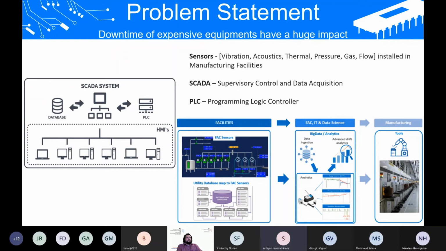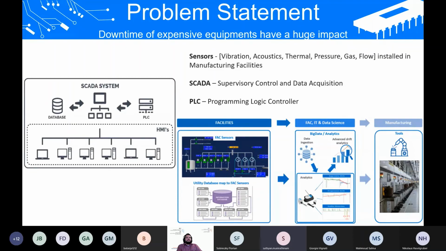How do we notify the technicians or the engineers to act proactively and start working on it before it really abruptly goes down? I think this is more of an Industry 3.0 setup, if you will. It's more of a SCADA, a precursor of Industry 4.0, supervisory control and data acquisition. Most of the manufacturing facilities operate on SCADA with PLC devices, right? All the hardware equipment is connected through PLC. And then we have a lot of sensors connected to those devices. It can be vibration, acoustics, thermal, pressure, gas flow. It's all installed in the manufacturing facilities.